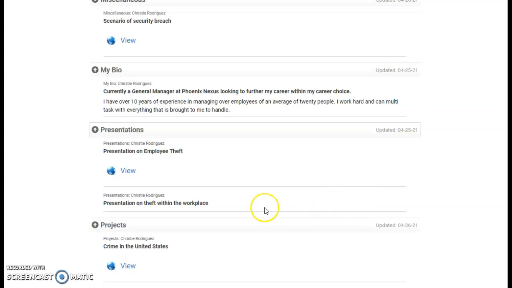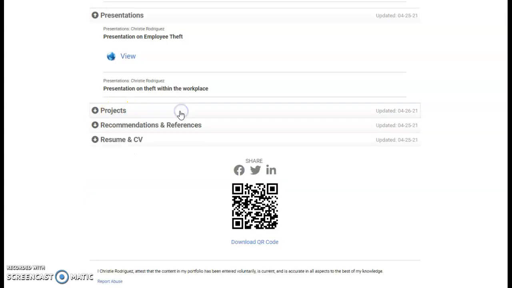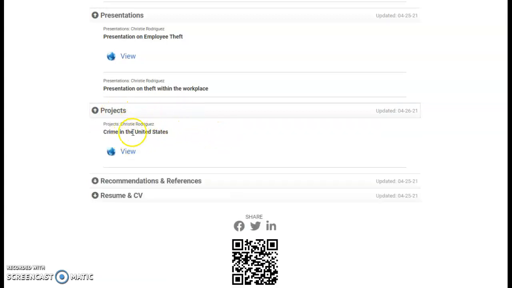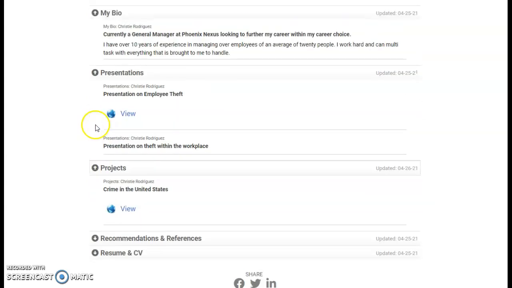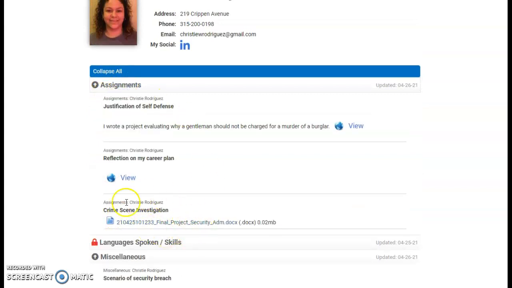That's pretty interesting. Then I have a project, which is crime in the United States, which I believe is like a mathematical one, has graphs and shows parts of different years of crime. Let me just go back to one of these. This is from the crime investigation.